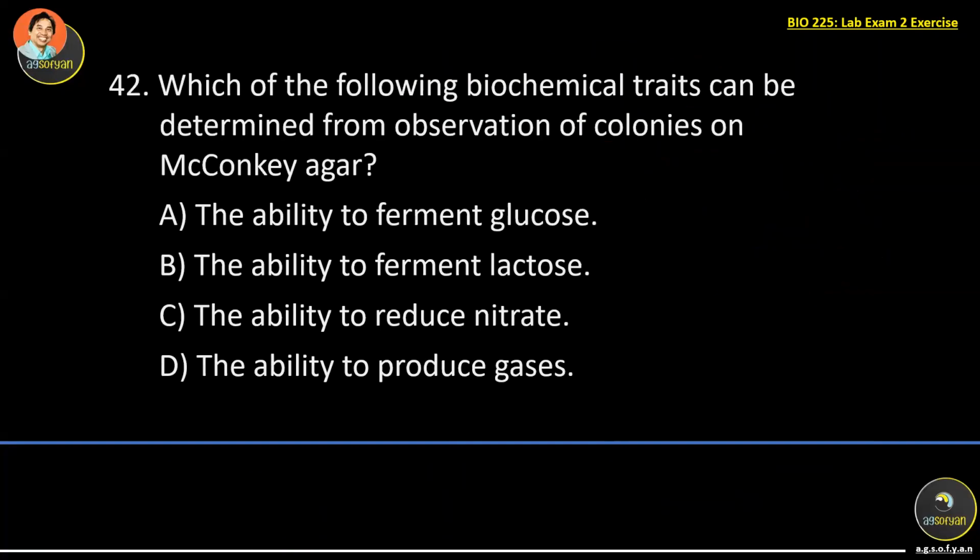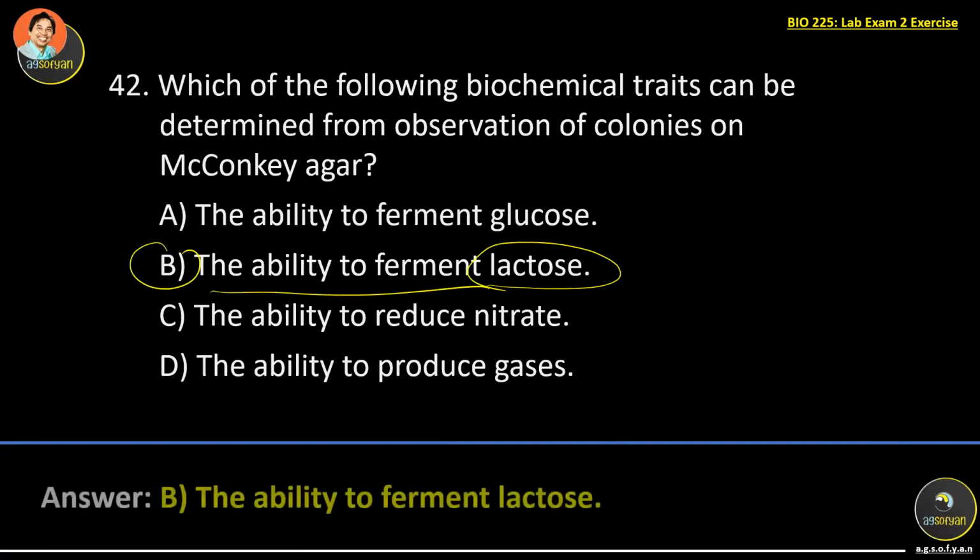Which of the following biochemical traits can be determined from observation of colonies on MacConkey agar? Remember, what is the function of MacConkey agar? To know whether bacteria are able to ferment lactose or not. So look for the lactose. That's the answer: the ability of bacteria to ferment lactose.